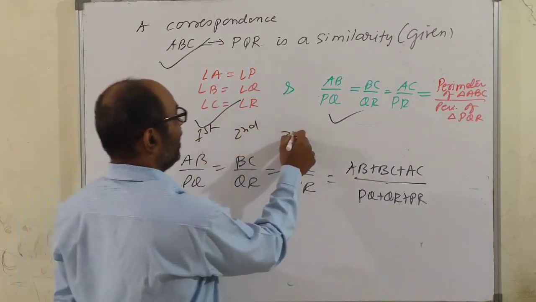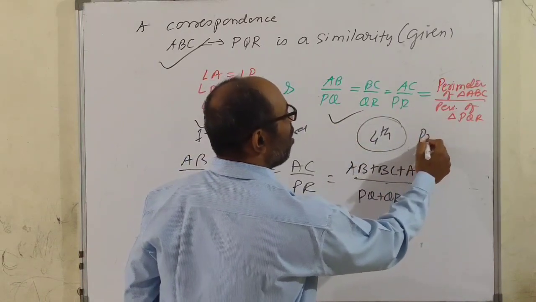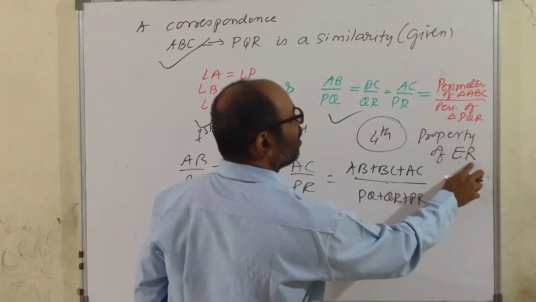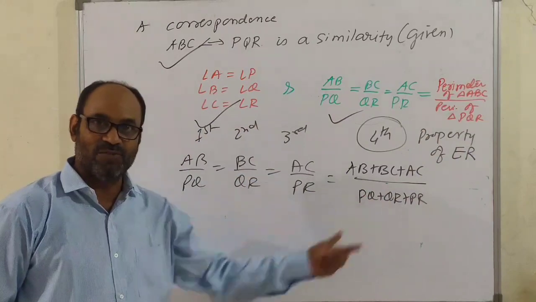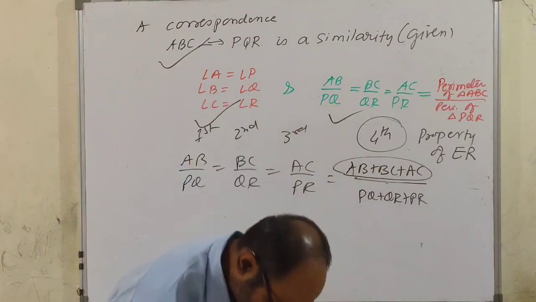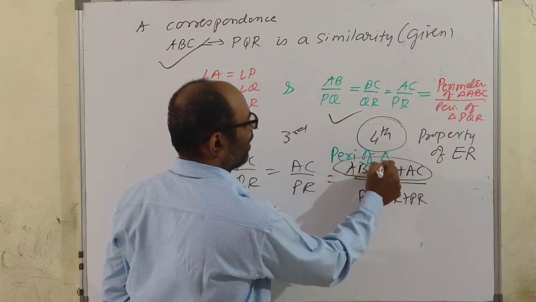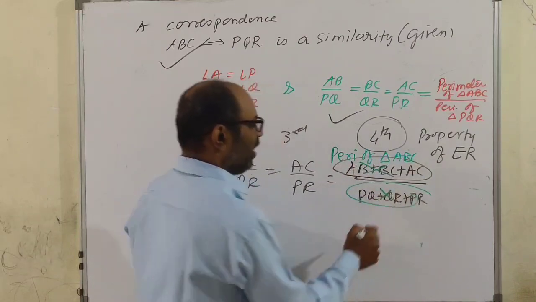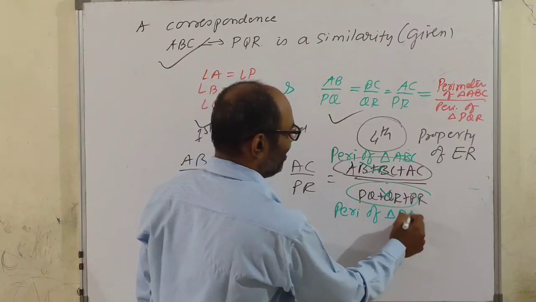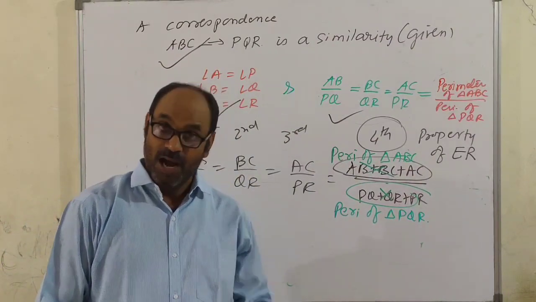First, second, third and fourth ratio we produce using property of equal ratios. But for triangle, what is the sum of three sides? What is AB plus BC plus AC? That is perimeter of triangle ABC. Same way, what is PQ plus QR plus PR? Perimeter of triangle PQR. Did you understand, children? Sure. Did you understand? 100%?